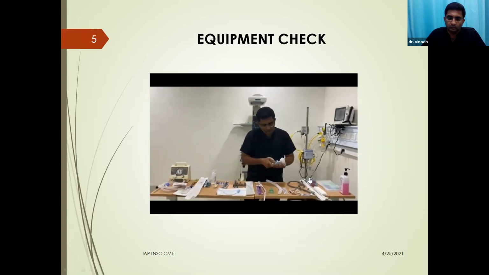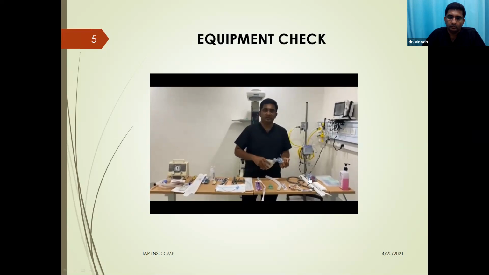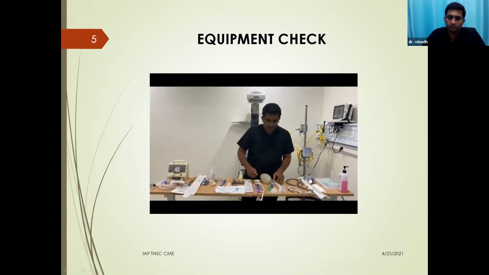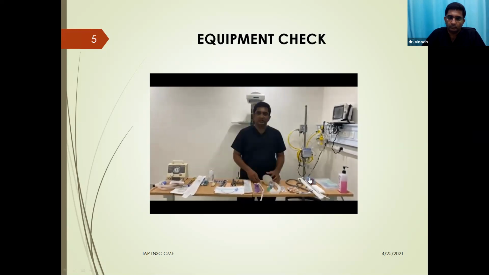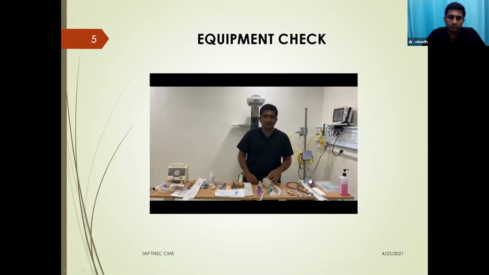So the more important thing is we need to check the functionality of the self-inflating bag beforehand. This is very important. Okay, so we have the reservoir in place. If you are going to provide positive pressure ventilation for more than 2 minutes, we are supposed to decompress the stomach. For this, we need an orogastric tube of 8 French and a 20 cc syringe.